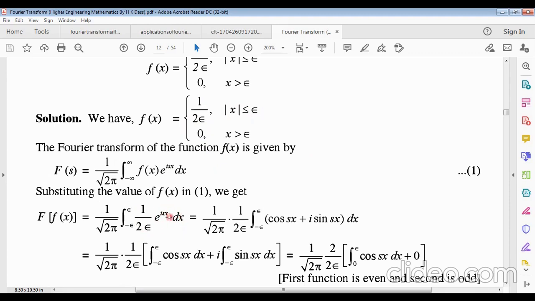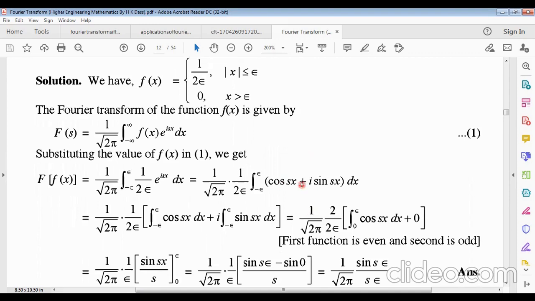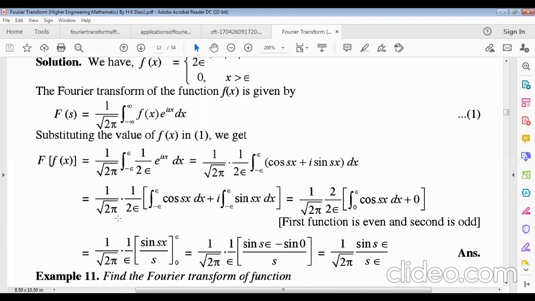You must know e to the power isx can be written in complex trigonometric form, that means cos sx plus i sin sx. This is the relation between exponential form and trigonometric form of a complex number. So 1 by root over twice pi, and this is the twice epsilon, this is the constant, and this will be 2 parts, cos sx dx and sin sx dx.